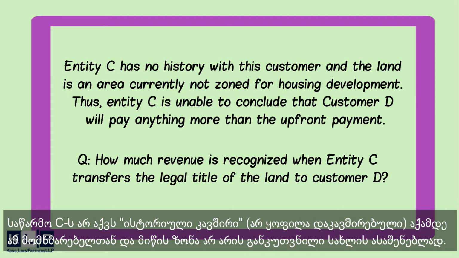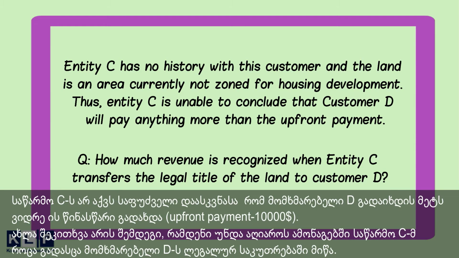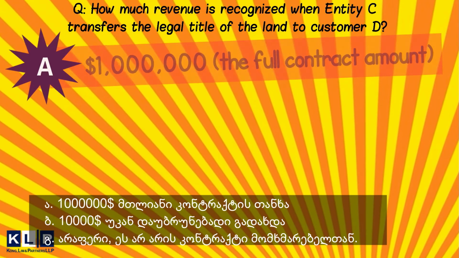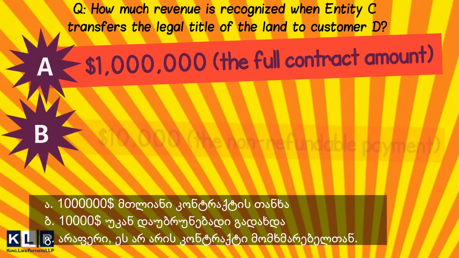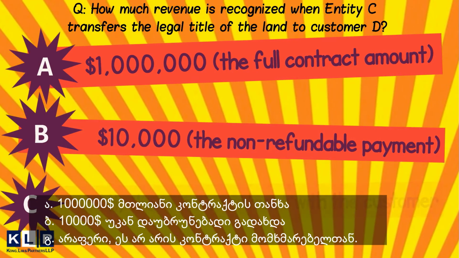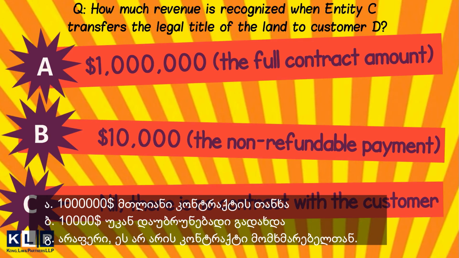Entity C has no history with this customer, and the land is an area currently not zoned for housing development. Thus, Entity C is unable to conclude that customer D will pay anything more than the upfront payment. Now, the question is, how much revenue is recognized when Entity C transfers the legal title of the land to customer D? A. $1 million, B. $10,000, or C. There is no contract with the customer?